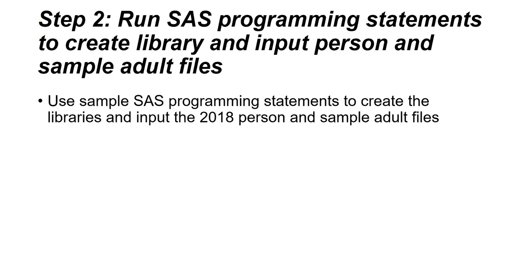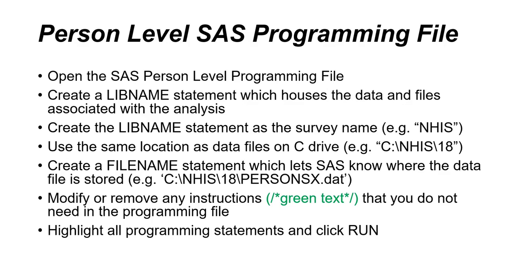Here's where you run the SAS programming statements to create libraries, as well as import the person and sample adult files. In order to create the SAS programming statements, you just need to make a few different changes to what you've downloaded from the dataset. In order to do that, I recommend that you open the SAS person-level programming file. Then create a libname statement, which houses the data and files associated with the analysis. You will also create a libname statement for the survey name, such as NHIS. I recommend that you use the same location as the data files on the C drive.